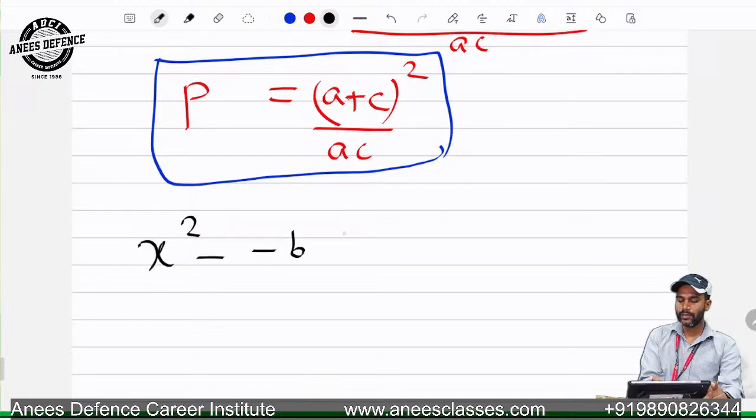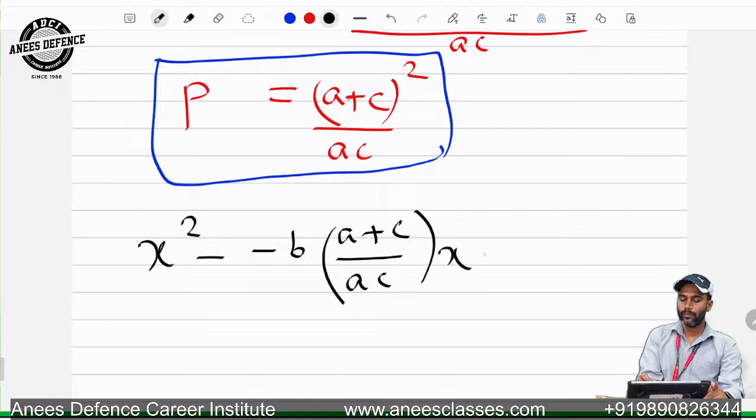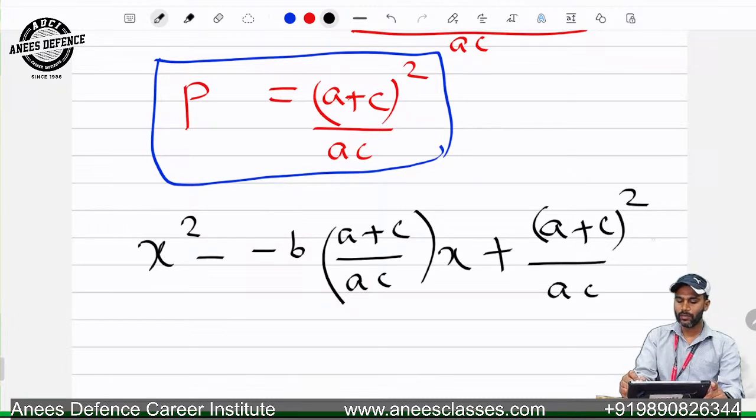Minus b times (a plus c) by AC, very good. Into x plus (a plus c) whole square by AC, very good. That is equal to 0. Very good.